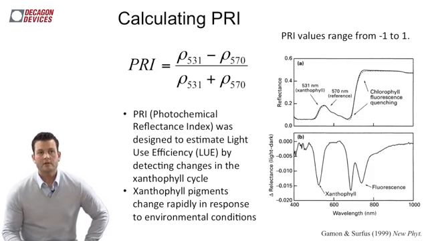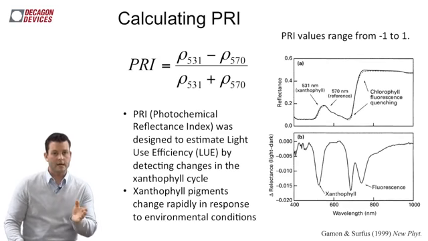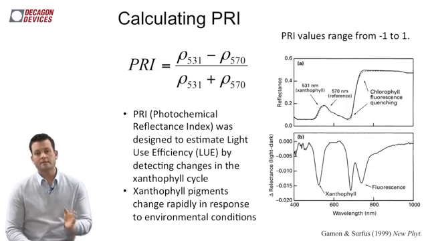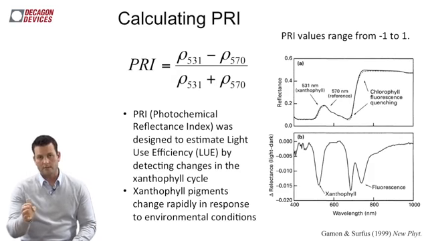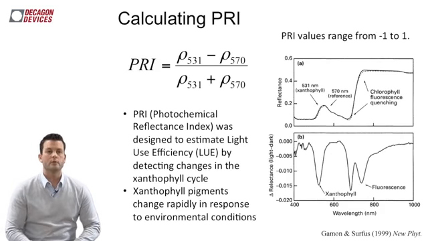So the PRI is calculated with reflectances at 531 nanometers. So that would be kind of on the left-hand side of, or the shorter wavelength side of the green hump. And then the reflectance at 570 nanometers, or right on the right-hand side of, or the longer wavelength side of the green hump.